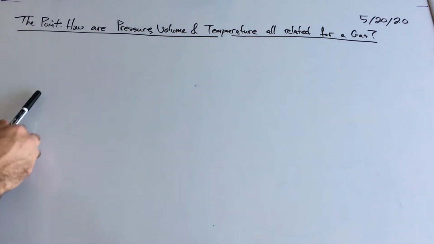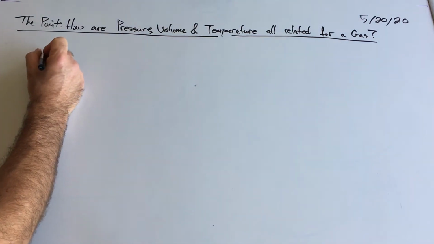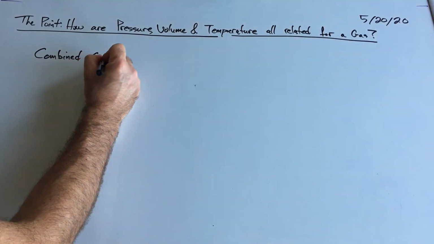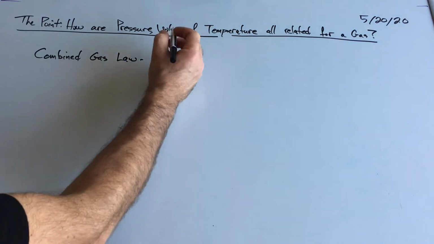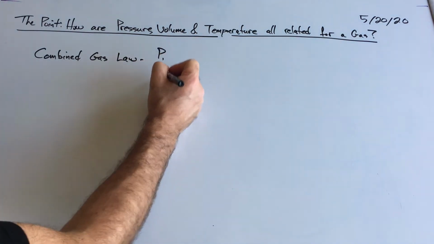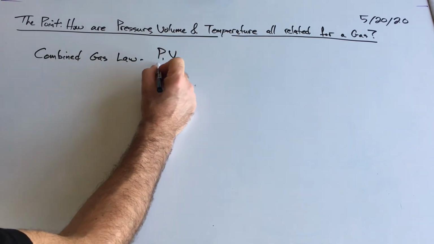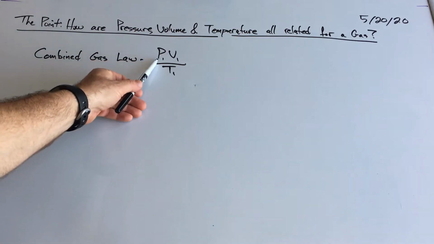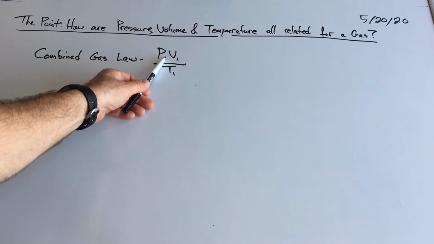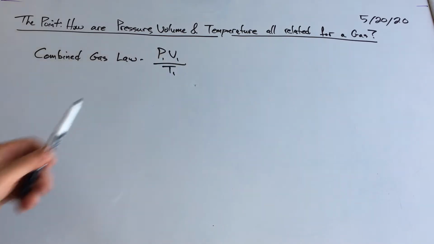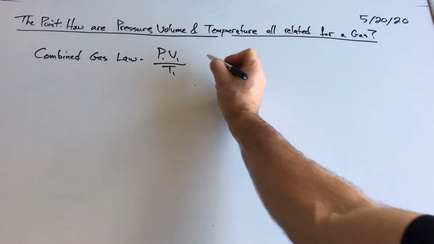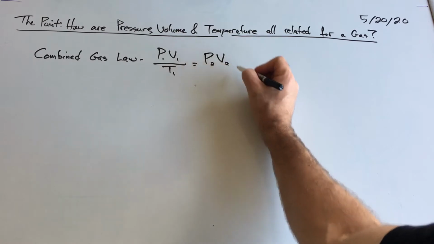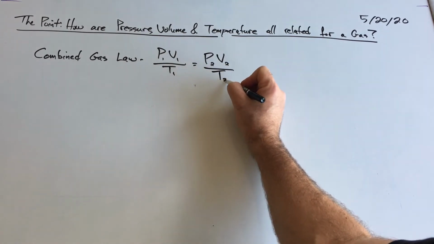So if you're doing physical notes, skip a couple lines. It is called the combined gas law, and we'll talk about how it got its name. But it is P sub 1 V sub 1 all over T sub 1. So that's actually a mathematical phrase saying that P, the initial P, times the initial V, all divided by the initial temperature, equals P sub 2 V sub 2 all over T sub 2.